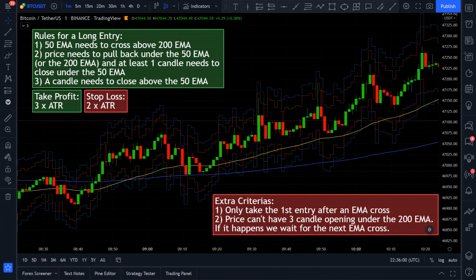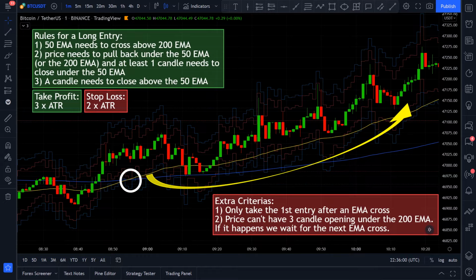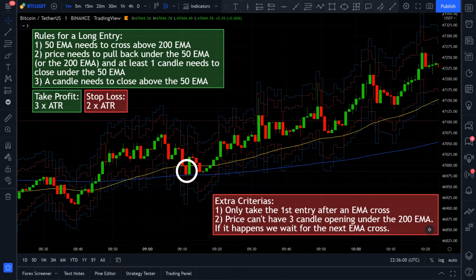For a long position, first we need the 50 length EMA to cross above the 200 length EMA. This cross up shows the start of an uptrending period in the market. Then we wait for the price to pull back into the 50 or 200 length EMA and have at least one candle close under the 50 or 200 length EMA. This gives us a good value for entry as the asset is in an uptrend.